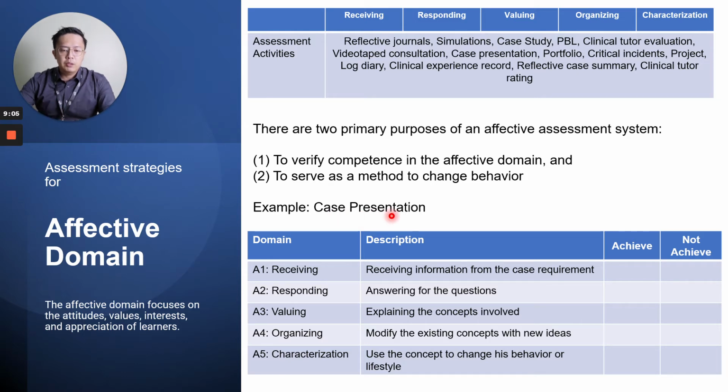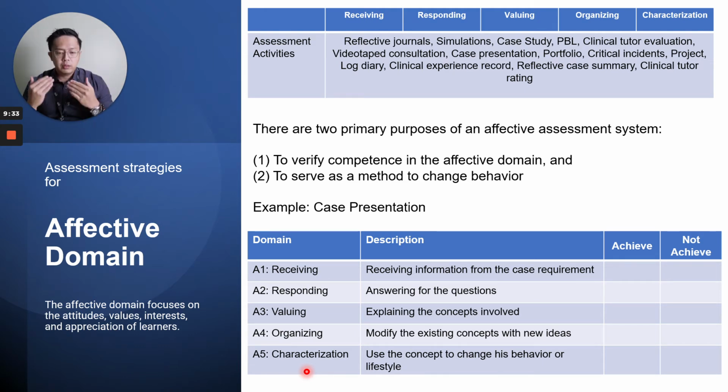We can use case presentation to assess all the five domains together. It just depends on your descriptions of each domain. For example, if you want to use case presentation to test A1, receiving, you will describe the cases and observe whether the students receive the information from the case, because receiving means that students are aware of the information. Then you observe whether it's achieved or not achieved.